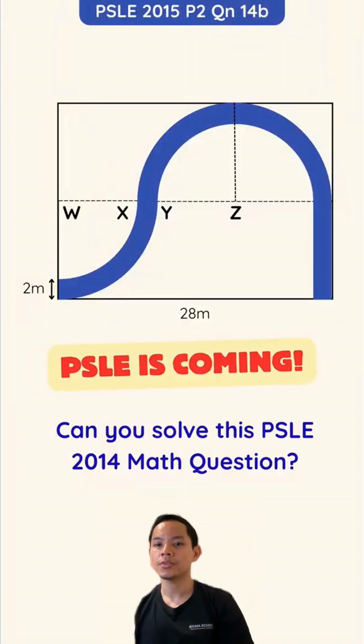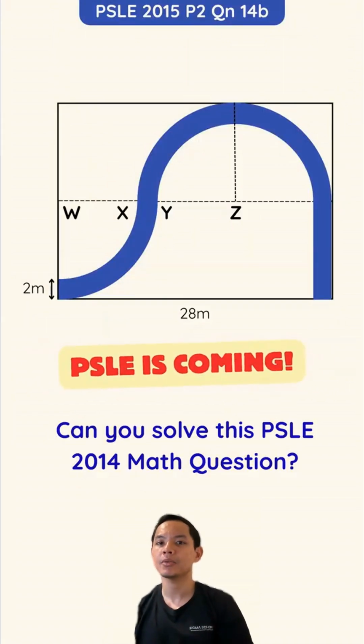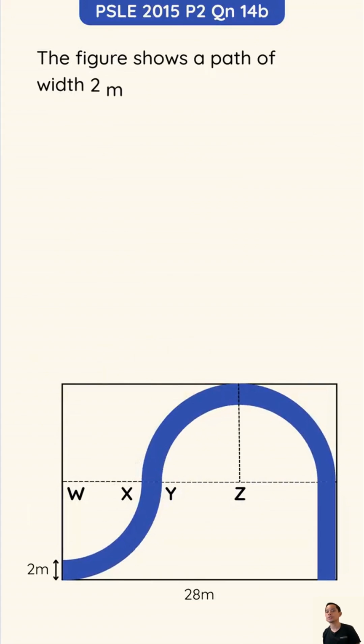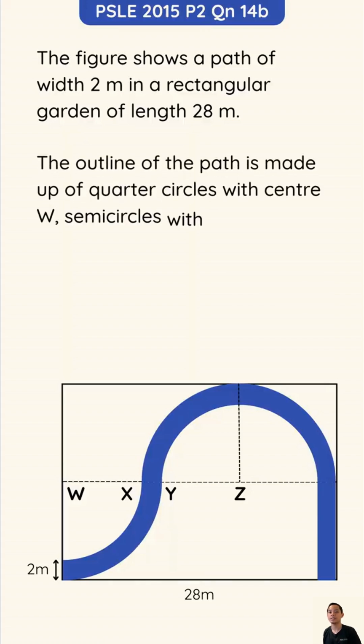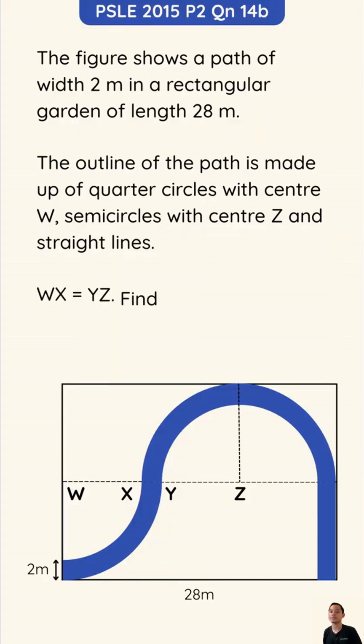PSLE is coming. Can you solve this 2014 PSLE Math question? The question goes: the figure shows a path of width 2 meters in a rectangular garden of length 28 meters. The outline of the path is made of quarter circles with center W, semicircles with center Z, and straight lines. WX is equal to YZ. Find the area of the path.